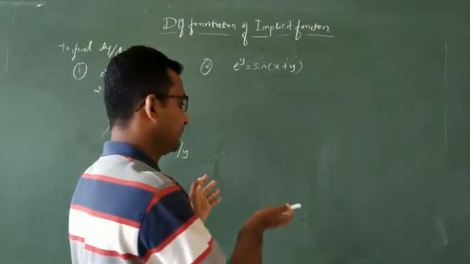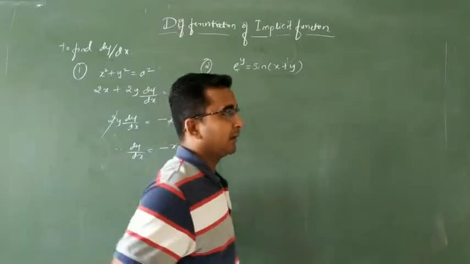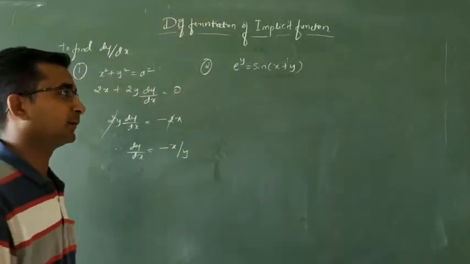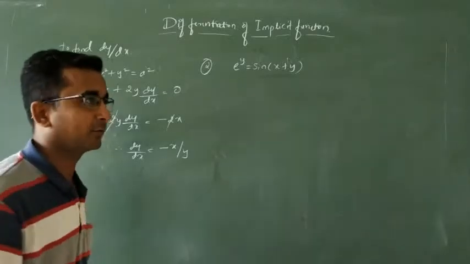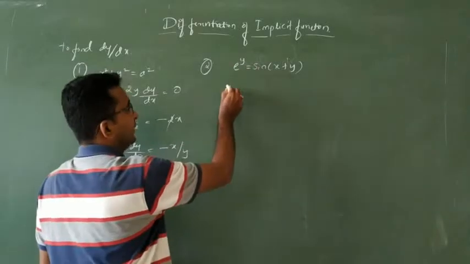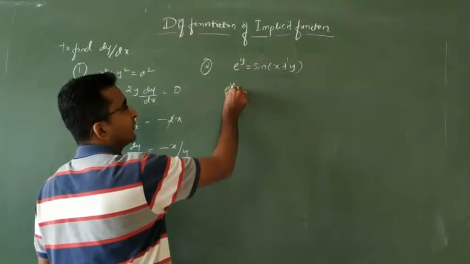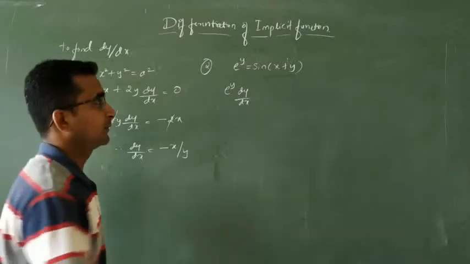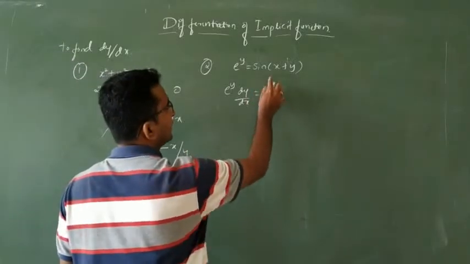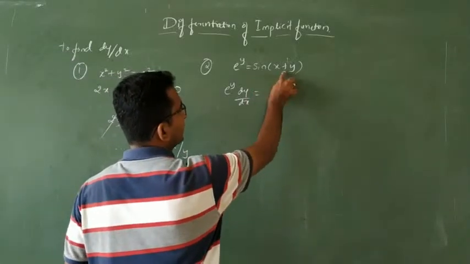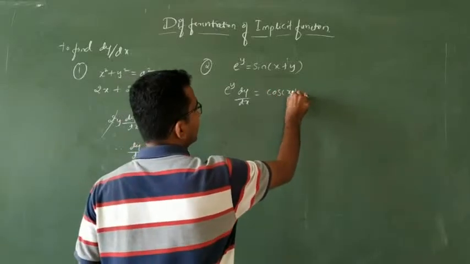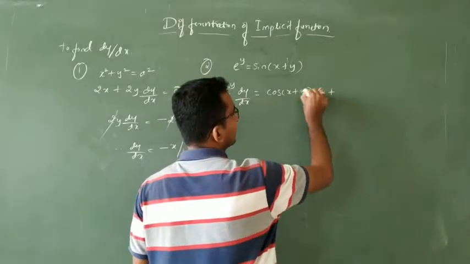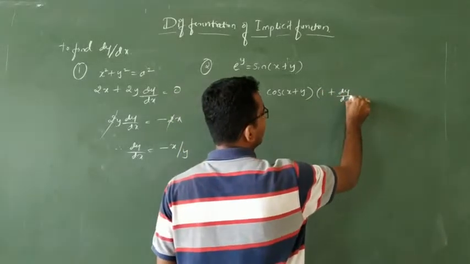In an explicit function, the dependent variable is on one side and the independent variable on the other side. But here they are mixed together, so we differentiate with respect to x and keep dy by dx on one side. Okay. So e raised to y differentiation is e raised to y. Then y differentiation is again dy by dx is equal to. What is the differentiation of sine of x plus y? This one you consider sine x. This is the cos of x plus y. Then differentiation of x is 1 plus y differentiation is dy by dx.